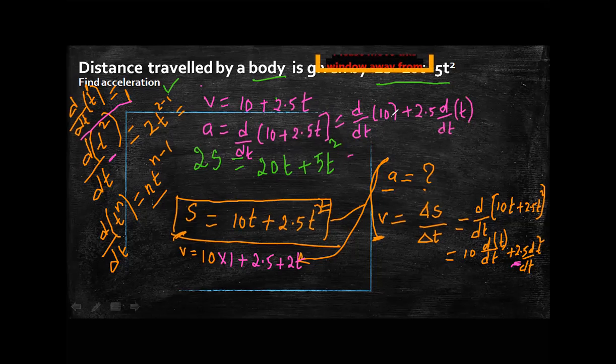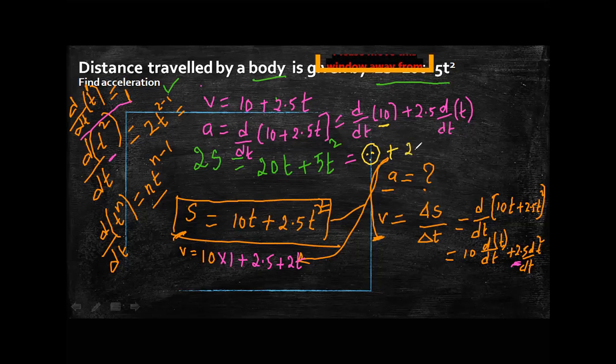Any constant does not vary with time. So 10 is a number and it doesn't change with time, so d by dt of 10 is 0.